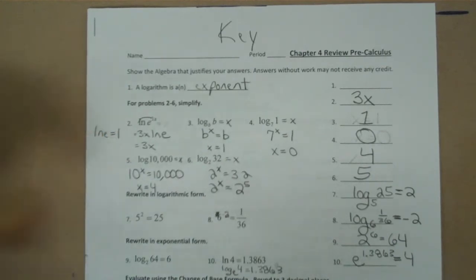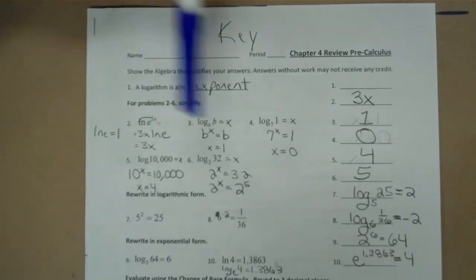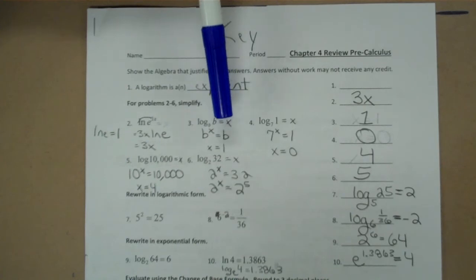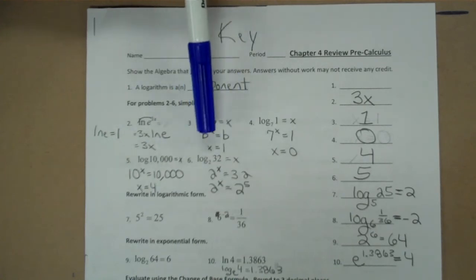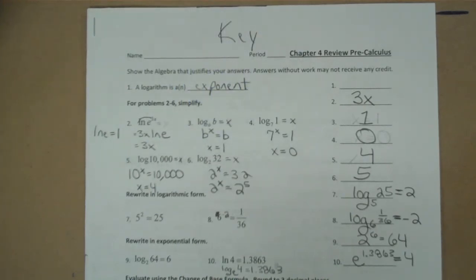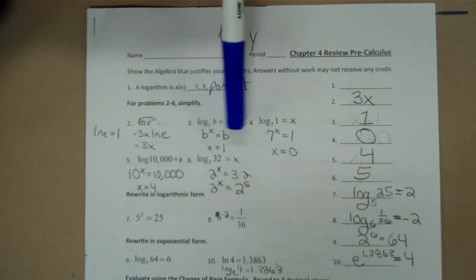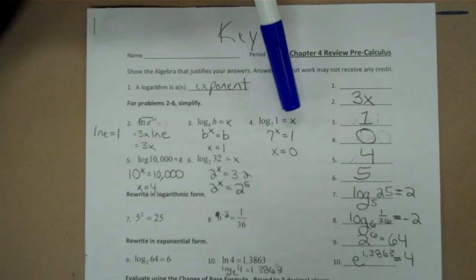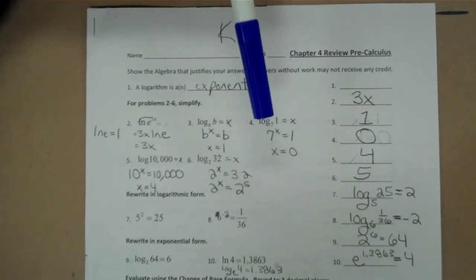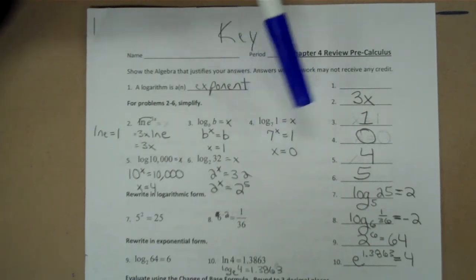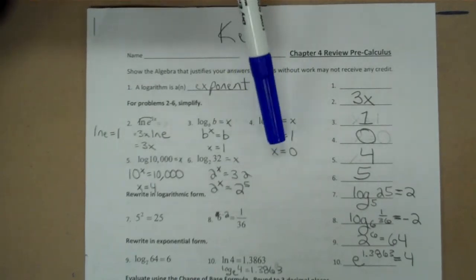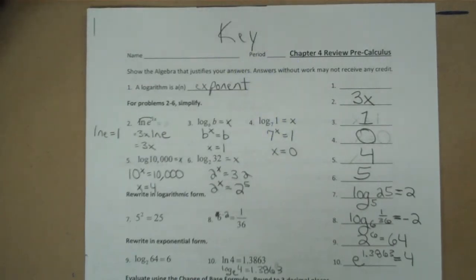So we get 3x. And then this one, if you set it equal to x, then you can change it from logarithmic form to exponential form. And then you can probably easily tell that x equals 1 because the bases are the same, so the exponents have to be the same. Number 4, you can set it equal to x and then change it to exponential form again. So 7 to the x equals 1, and so 7 raised to what power would have to equal 1? That has to be x equals 0.